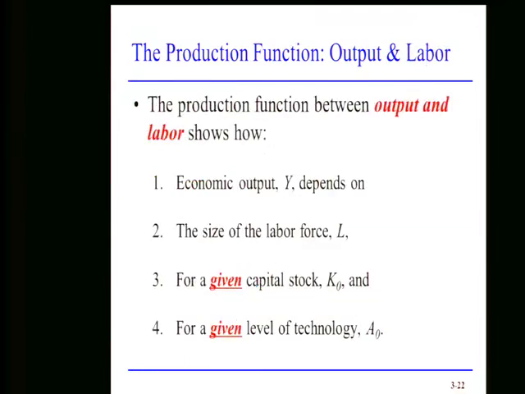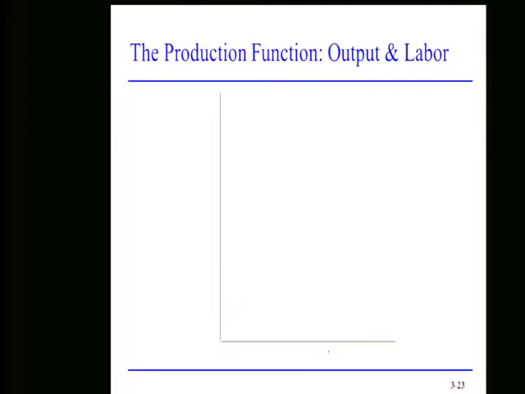Now, let's think about the other way we could look at the production function. Rather than looking at it in terms of output and capital, let's think about output and labor. Again, when we do this, we have to have a given level of total factor productivity and a given capital stock. We'll put economic output on the vertical axis, the labor force on the horizontal axis. Our production function between output and labor looks something like this. Oh my goodness, it looks almost like the other one.